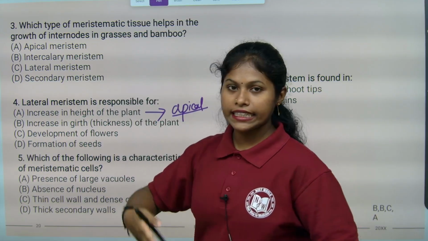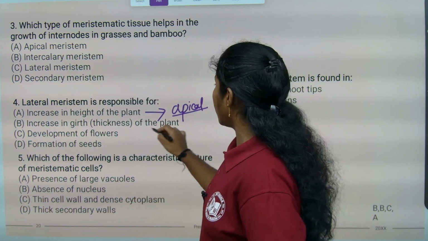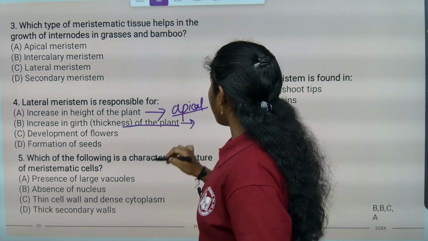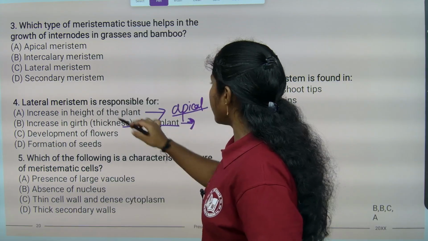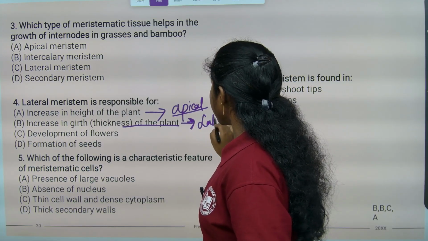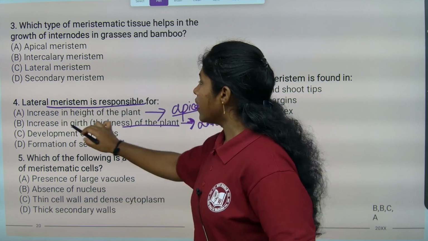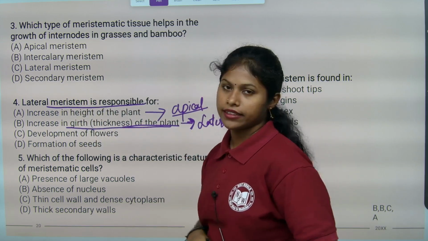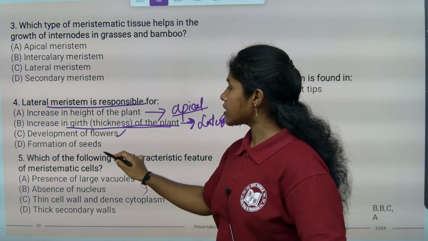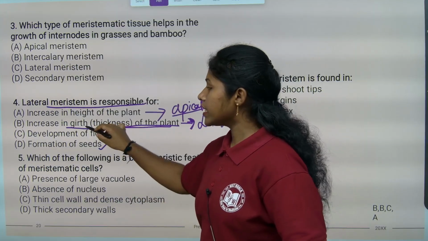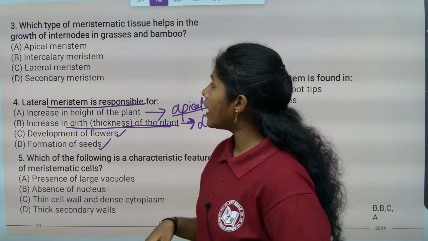Coming to the girth, the increase in girth is due to the lateral meristem. So the answer is lateral meristem. They are asking which is responsible for increasing the girth and thickness of the plant, right? Development of flowers and formation of seeds is not like that. So the increase in girth is due to the lateral meristem.